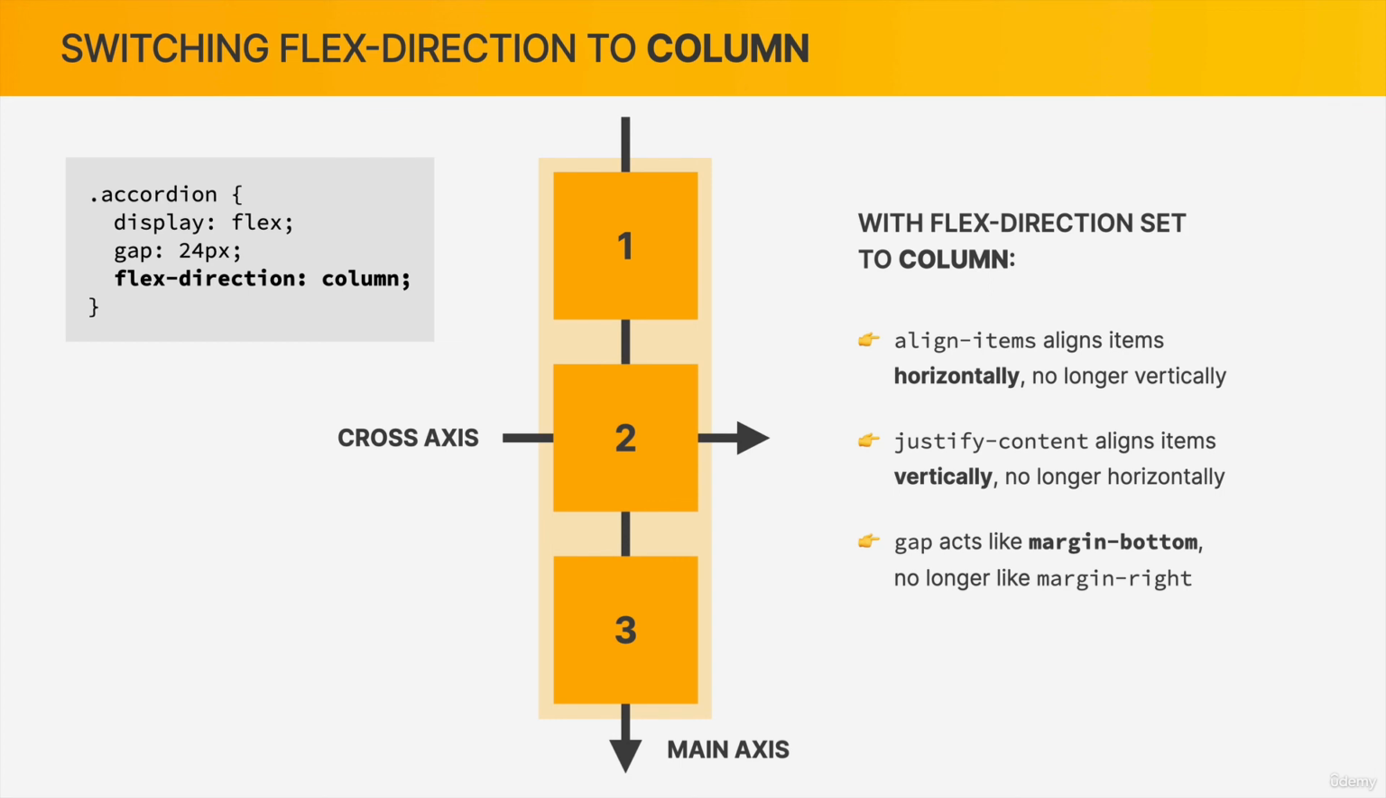So what this means is that now align items no longer aligns the items vertically, but horizontally. And in the same sense, justify content now no longer aligns the items horizontally, but vertically. And finally, of course, as we already saw in practice, the gap property now acts like margin bottom and no longer like margin right. Okay? So this is really important for you to understand, as this feature is actually one of the main features of Flexbox. It gives Flexbox even more power than we already thought that it had. All right? So I hope that this made sense.